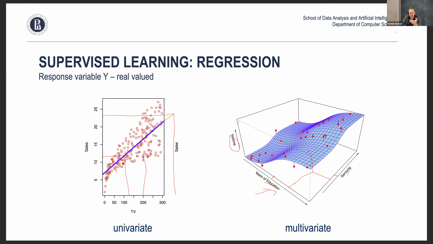And so, again, on the left-hand side, it's linear regression. On the right-hand side, it's nonlinear regression. But this is an example of the regression problem.